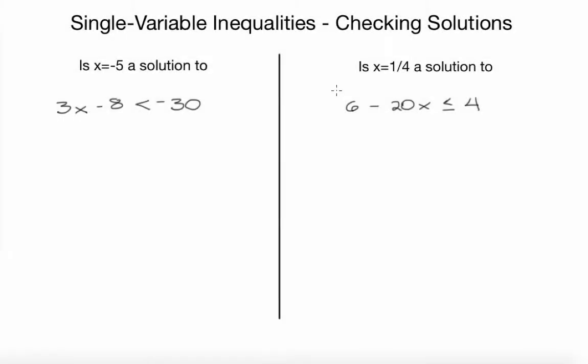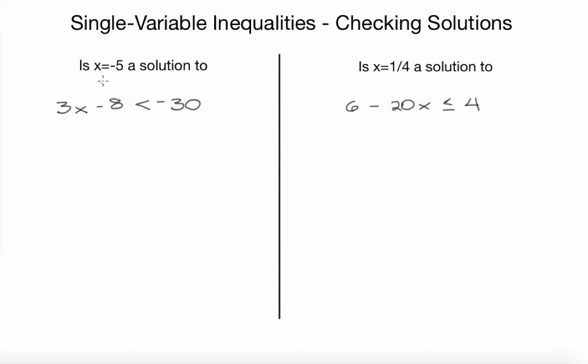And welcome to an algebra tutorial video learning about single variable inequalities. In this video, we're going to look at some more complicated inequalities, not ones that have already been set up like x is greater than 5, but ones with variables and some algebra going on. We've got 3x minus 8 is less than negative 30, and 6 minus 20x is less than or equal to 4. What I want to do with these inequalities is try and determine if a number is a solution to the inequality or not.